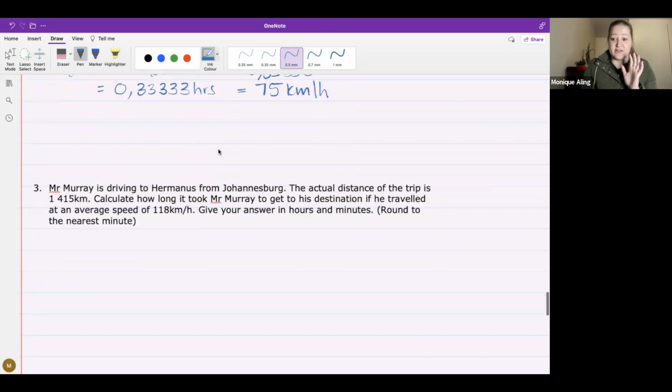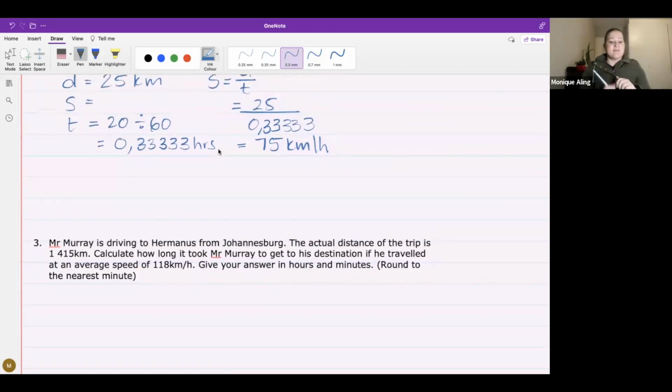This time they're not asking for speed. Mr. Murray is driving to Hermanus from Johannesburg. The actual distance of the trip is 1,415 kilometers. Calculate how long it took Mr. Murray to get to his destination if he traveled at an average speed of 118 kilometers per hour. Give your answer in hours and minutes and round to the nearest minute.